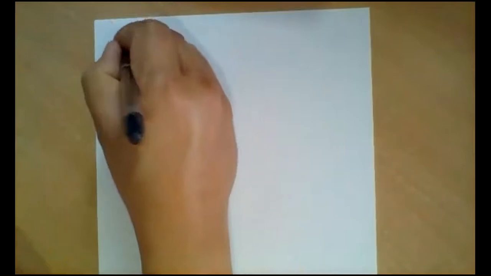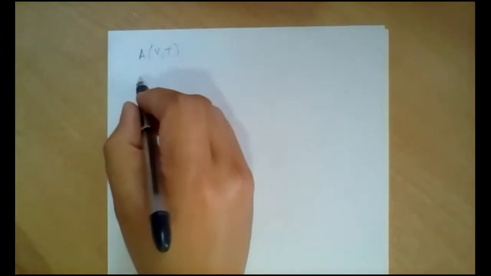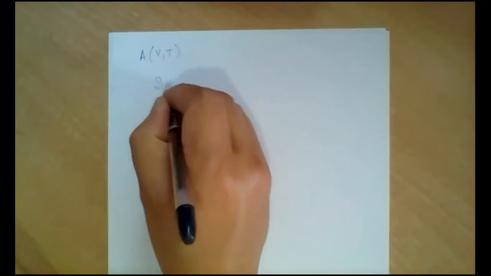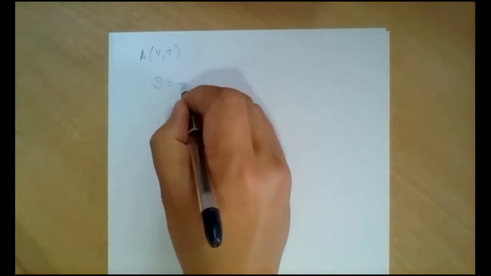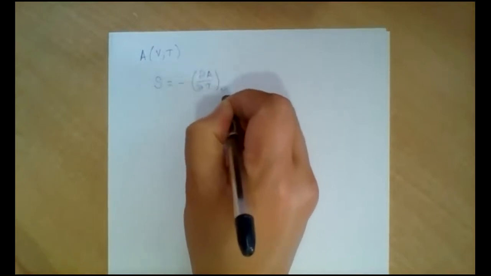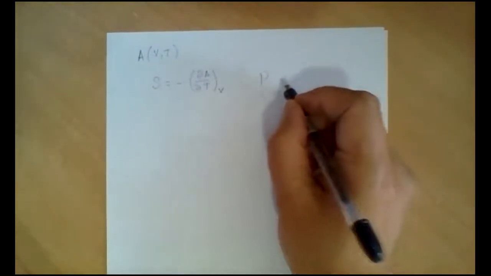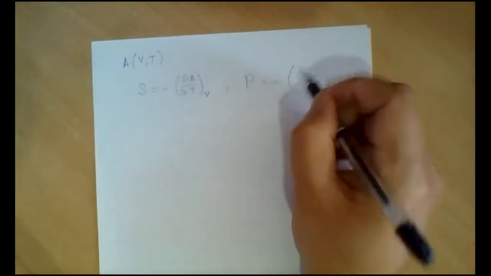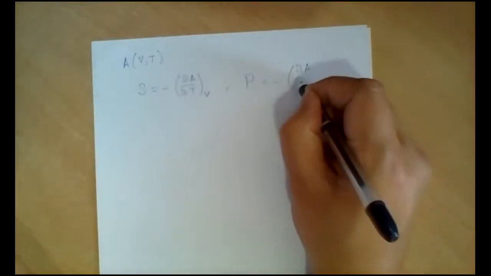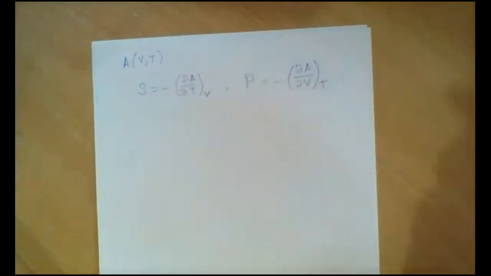A is the Helmholtz free energy. This A is a function of volume and temperature. In terms of A, the entropy S is written as the partial derivative of A with respect to temperature at constant volume. And pressure is minus the partial derivative of the Helmholtz free energy with respect to volume, calculated at constant temperature.